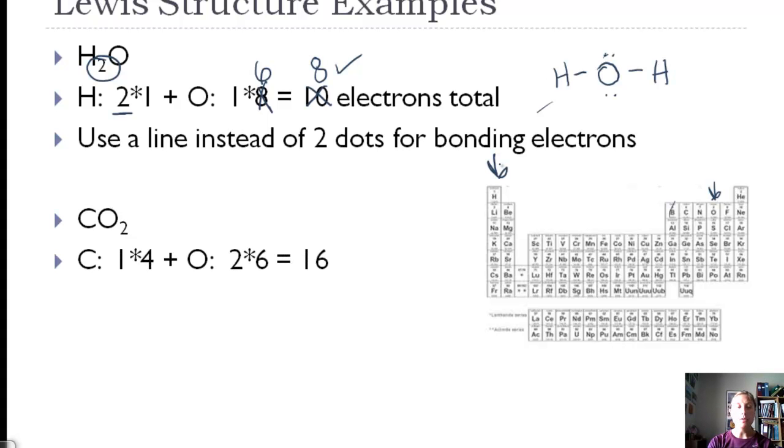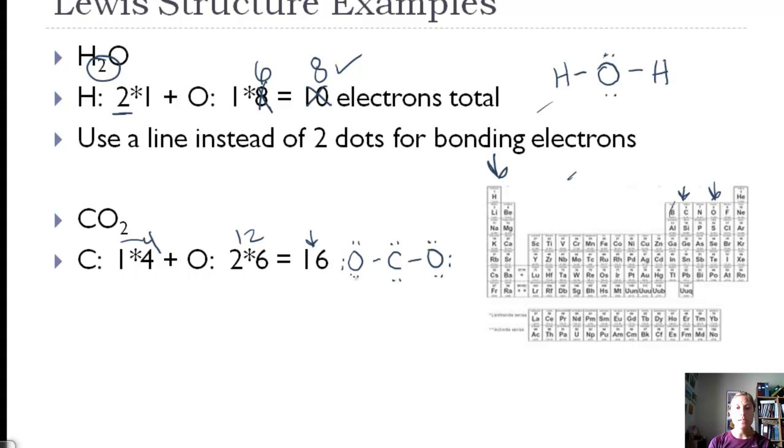Let's look at CO2. We know carbon is in group 4, and so it's going to donate 4 valence electrons. Oxygen donates 6, but there are 2 of them. So we have 12 plus 4, giving us 16. If we find our center atom, which should be carbon, now I like to do single bonds on everything first and make sure that my duet and octet rules are satisfied. Then I count and compare to the total I have available.